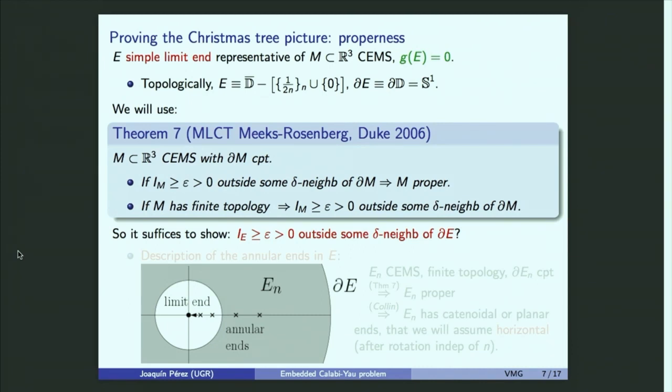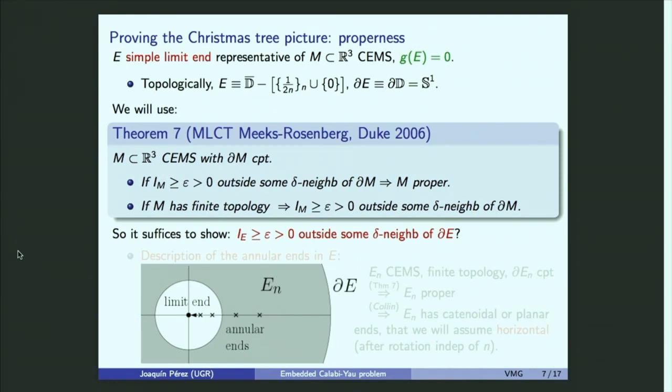Yes, so this is this line. And also, this is called the Minkowski. Well, no, yes, it is called. If it has finite topology, they proved, Bill and Harold, that actually the injectivity radius is bigger than some epsilon bigger than 0 outside of some delta neighborhood of the boundary. Okay, so in particular, it's proper.